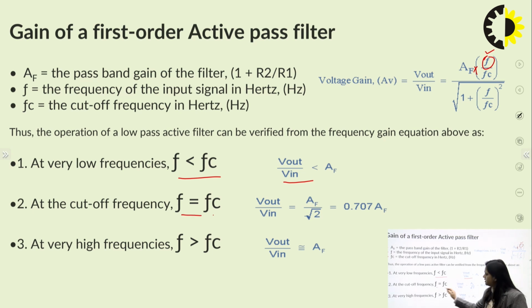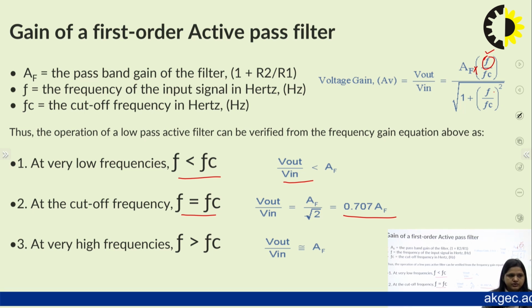Similarly, when we equate F equal to FC, the numerator term becomes 1 and the term inside the root is also 1. So Vout upon Vin becomes AF upon root 2, which is 0.707 of AF, similar to the low pass filter, and this is known as the cutoff frequency of the filter. So here the gain is reduced by 3 dB. If we convert it into dB, it becomes 3 dB.